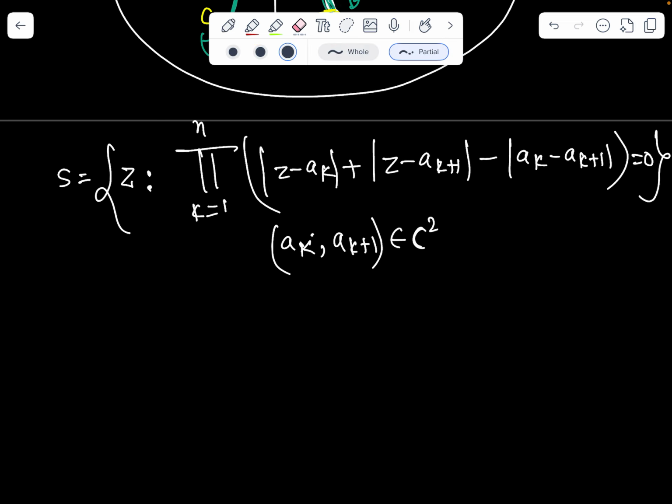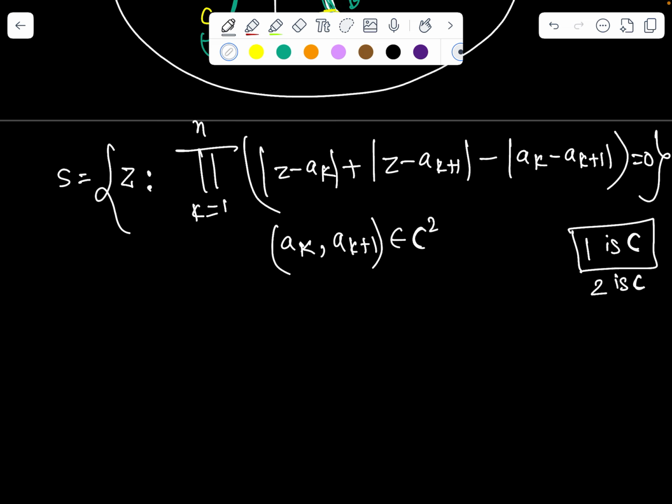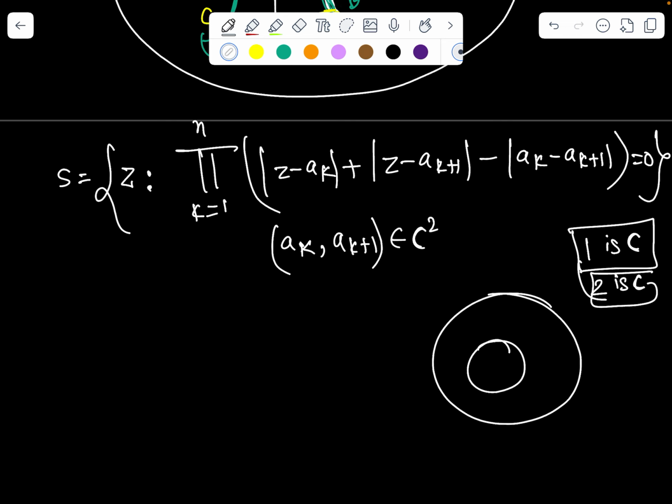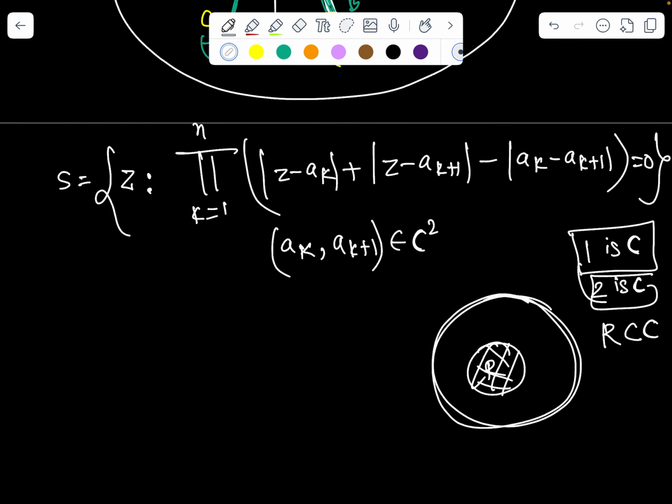Now when I say complex numbers, every real number is a complex number. Even 1 is a complex number, 2 is also a complex number, and that's purely real, not purely imaginary. That's another way to see it, because this is the real world, and the complex world is a superset of the real world. So the real numbers are a subset of the complex world.